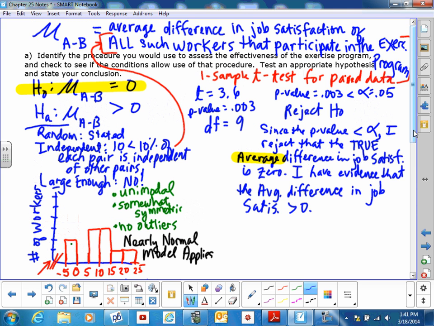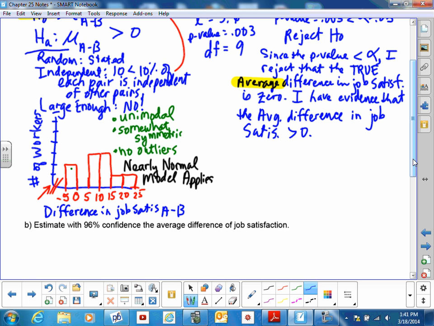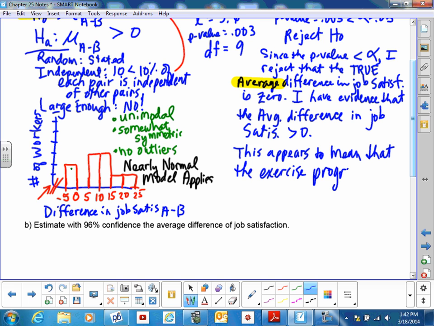I might make sure I've answered the question. Did it ask anything specifically? Yeah, you want to assess the effectiveness of the exercise program. Since that was our only variable, we probably are feeling pretty okay, but I hesitate to say this is the reason because there still could be something else going on there. But if it's a controlled experiment, we should be able to say causes. So this appears to mean that the exercise program is effective.